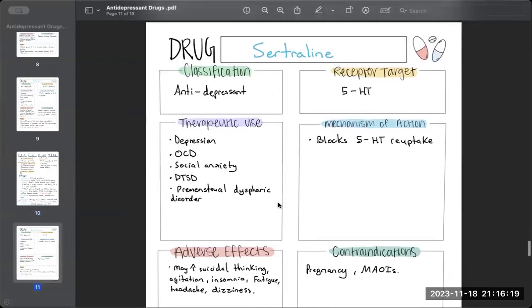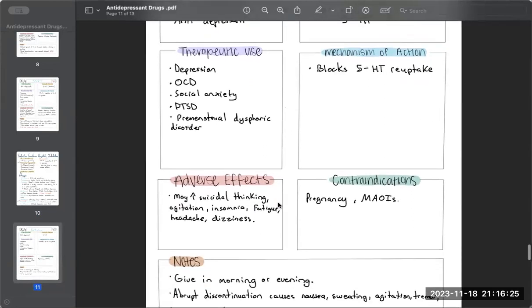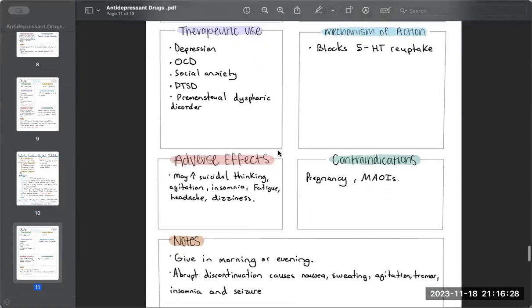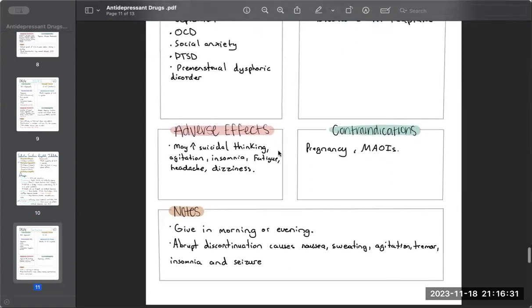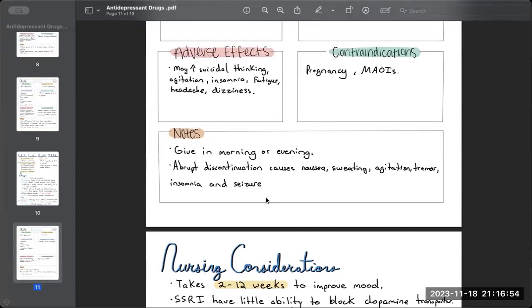Now, sertraline is like the prototype drug. Like I said, this is an SSRI, so commonly used for depression, OCD, social anxiety, PTSD, and premenstrual dysphoric disorder. These may increase suicidal thinking, so we have to watch out for mental status. And I said with all these antidepressants, rule of thumb, watch out for mental status changes. Okay, watch out for fatigue, headache, and dizziness because they work in the CNS. No pregnancy, once again, rule of thumb, no other antidepressants. We give in the morning or in the evening. No abrupt discontinuation because it can cause nausea, sweating, agitation, tremors, insomnia, or seizures, or serotonin syndrome, which can be very deadly, okay?